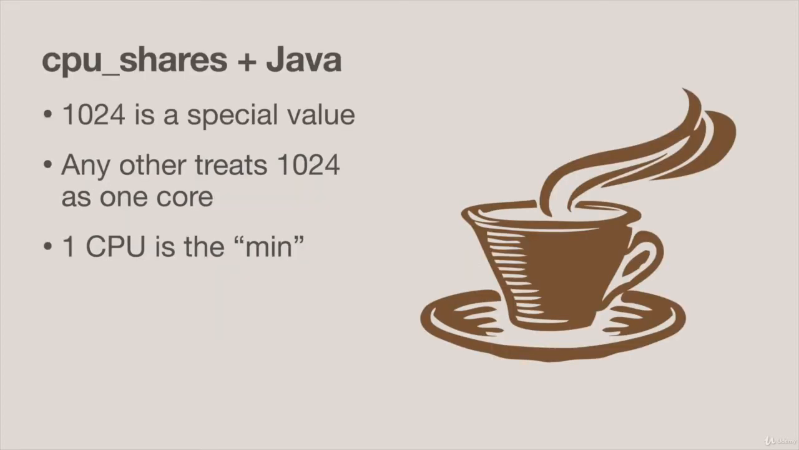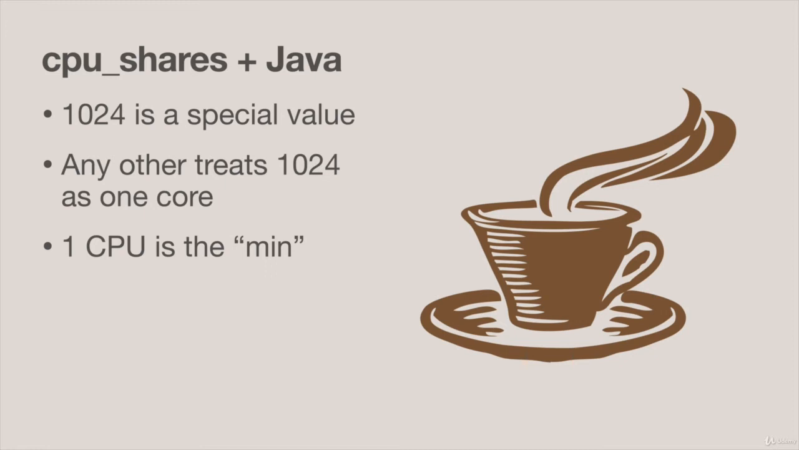So now that we understand CPU shares, how does this affect Java? We learned in the JVM ergonomics that a lot of things in Java are configured based on the number of cores. But we've learned about CPU shares is that we can't equate them to a number of cores, because it's dependent on how many cores are on the machine that we're running on and what other containers are running on that machine. So Java has decided to treat 1024, which is Docker's default value, and it's also used in Kubernetes as a special value that we'll see later, as one core.